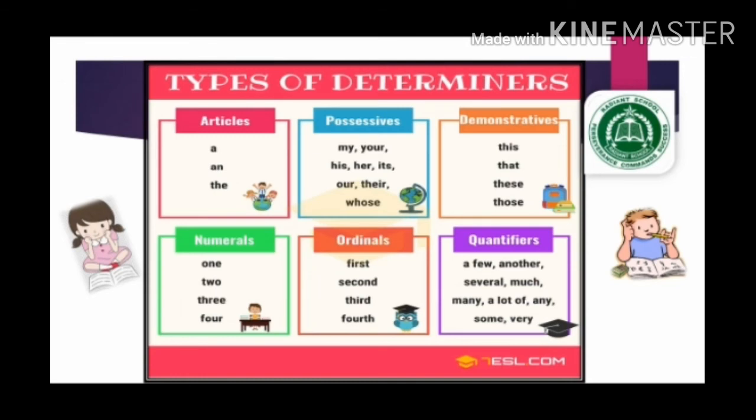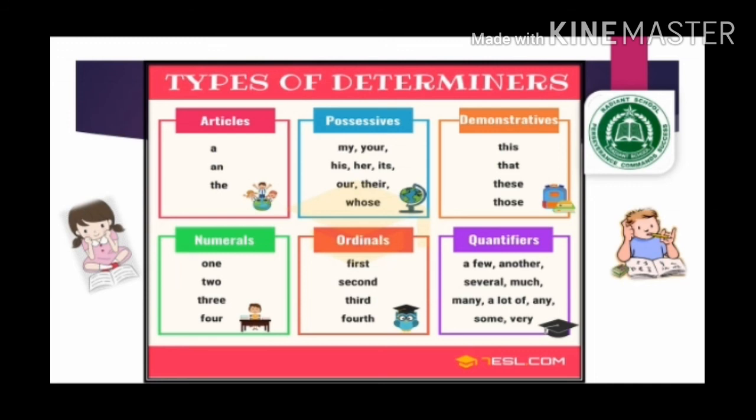Other few types of determiners are articles, a and the. They are used as determiners. Possessives, my, your, his, her, its, our, their, whose. These we have already discussed. Demonstratives we have already discussed. Then another type of determiners is numerals, means the numbers. They also identify the nouns. For example, I want to buy 1 chocolate.